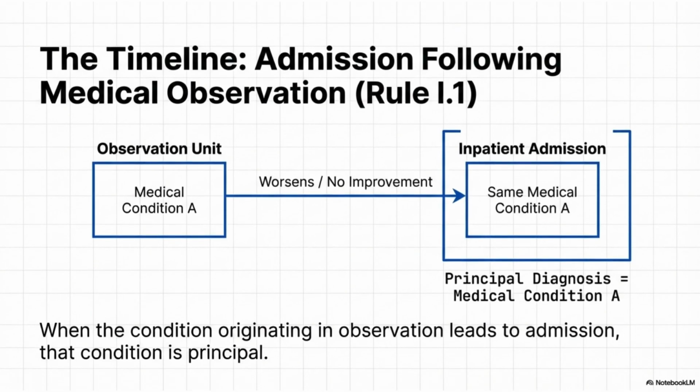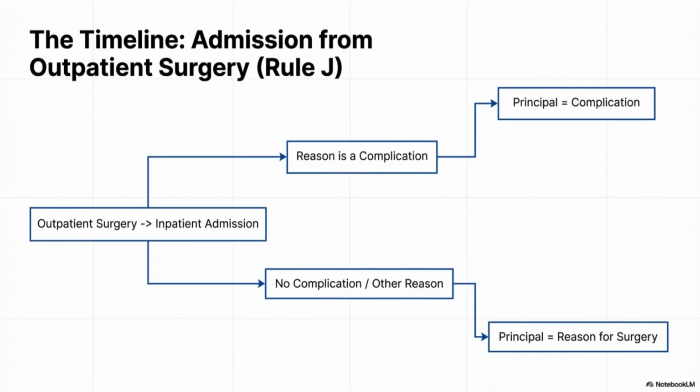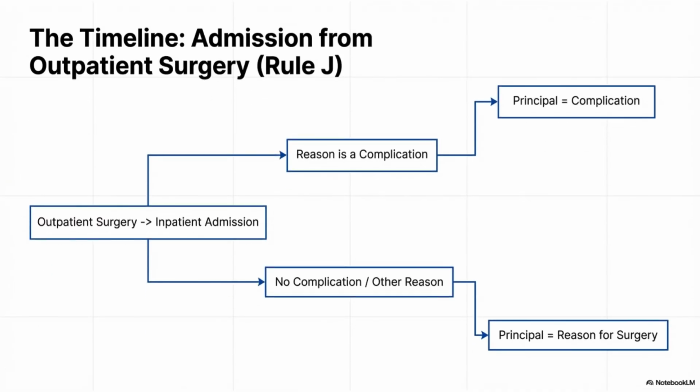If a patient is placed in observation for condition A and is later admitted because the condition worsens or fails to improve, then condition A becomes the principal diagnosis. When a patient is admitted after outpatient surgery due to a condition or complication identified during post-op monitoring, apply the UHDDS definition. Select the condition established after study to be chiefly responsible for the admission. If the admission is due to a complication, the complication is principal. If the admission is for another reason, the principal diagnosis is the reason for the surgery.